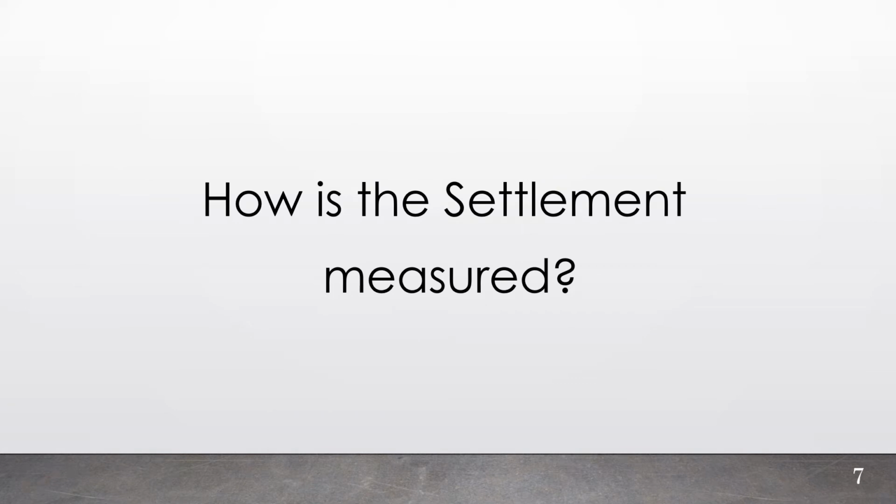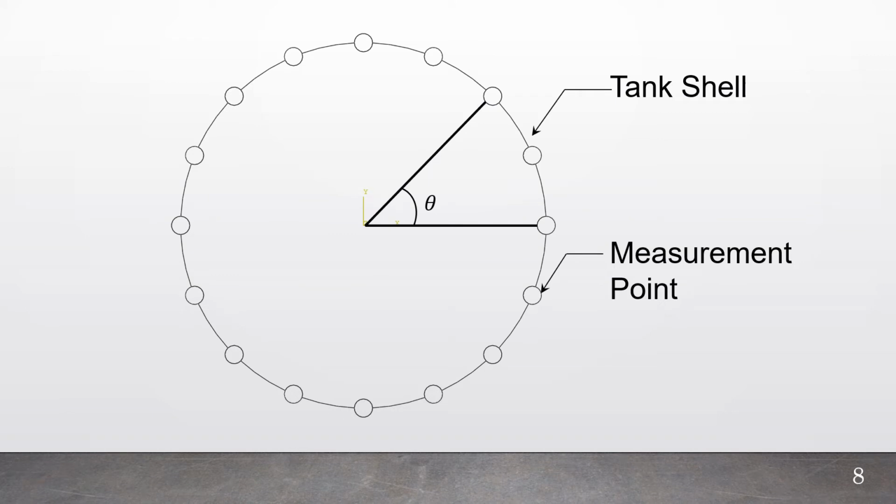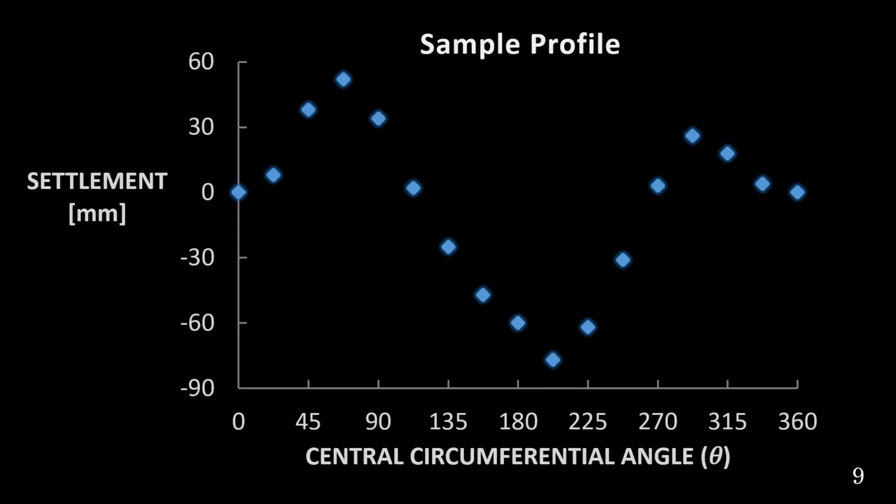Now let's look into how settlement is measured for a tank. Typically, the settlement is measured around the tank circumference. Each of the small circles represents a measuring point. The central circumferential angle theta is used to keep a track of these points. We can plot the settlement on an XY plot using the central circumferential angle, as I'll show in the next slide. Here's a sample profile, and on the x-axis you can see the central circumferential angle, and on the y-axis you can see the settlement measured at that particular angle. Each of the squares represents a measuring point.